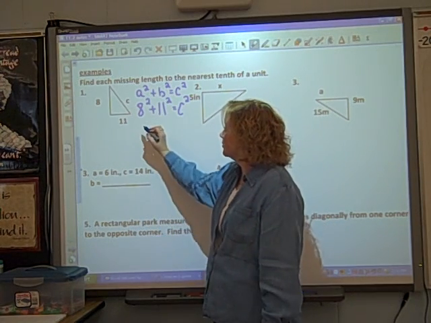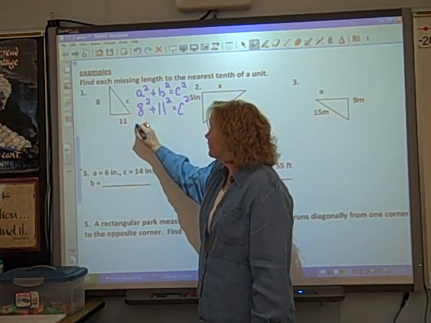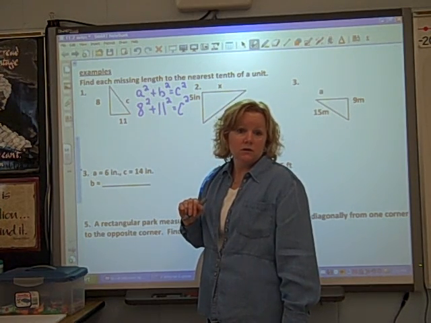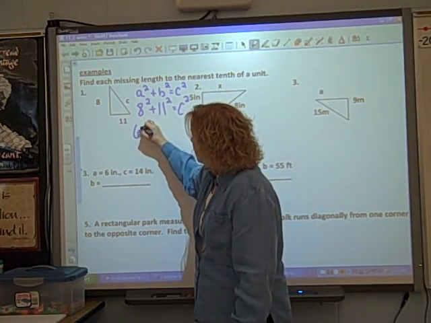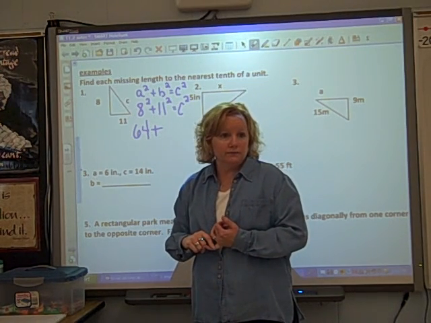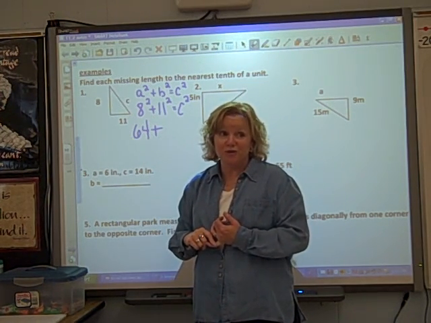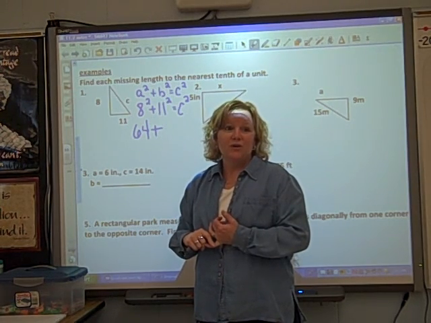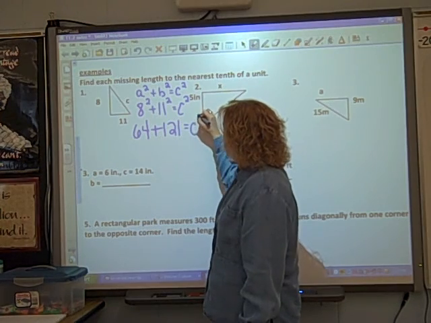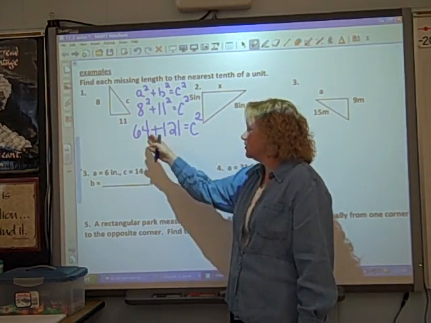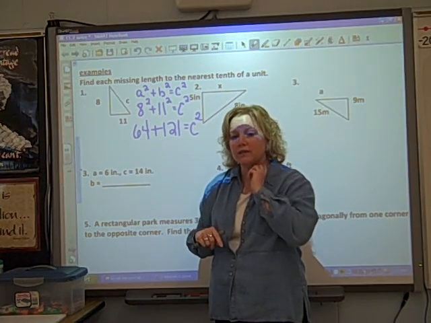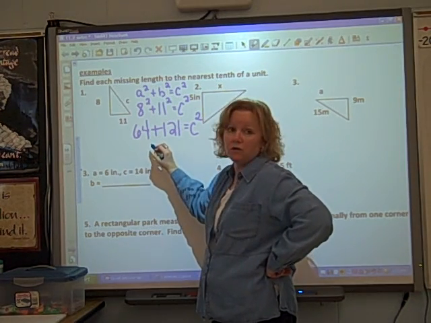What is 8 squared, you guys? What's 8 times 8? 64. Plus, what's 11 squared? Remember, you want to know this one for tomorrow for our quiz. 121 equals C squared. Now I'm going to solve. I'm going to take that 64 plus 121. What is that when I add those together? 185.